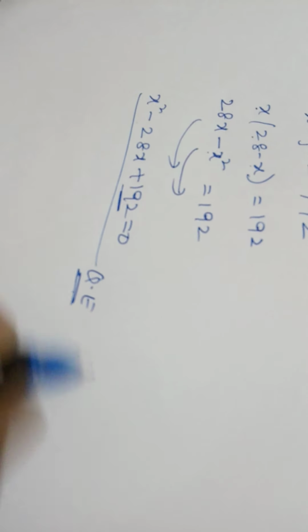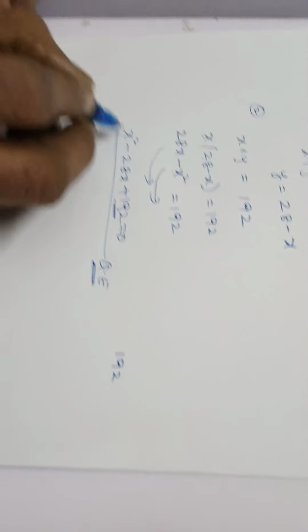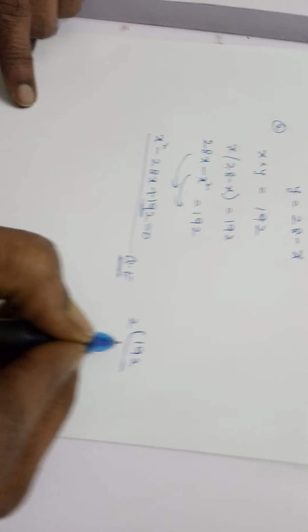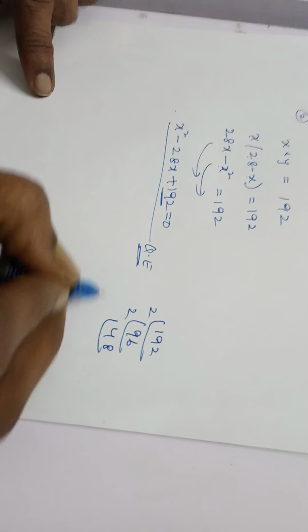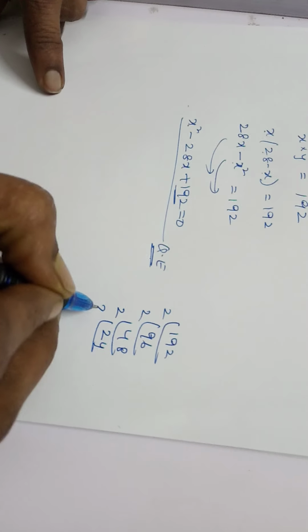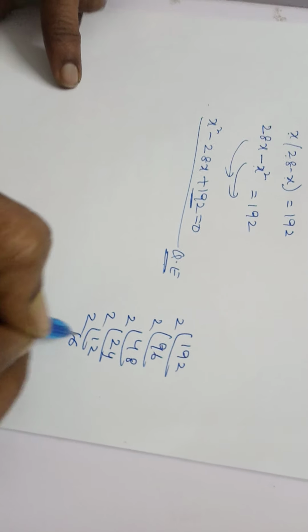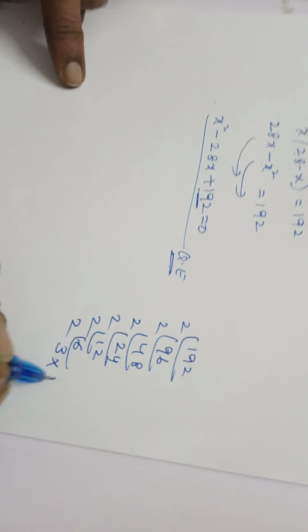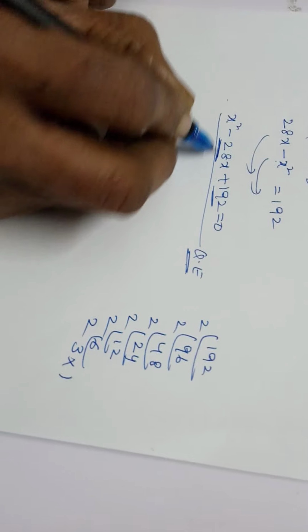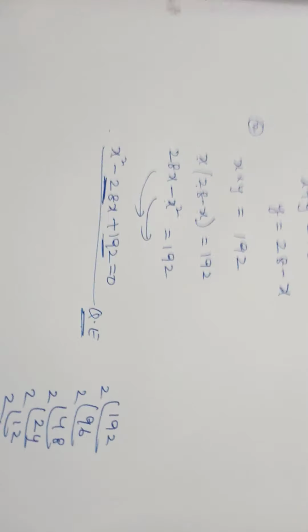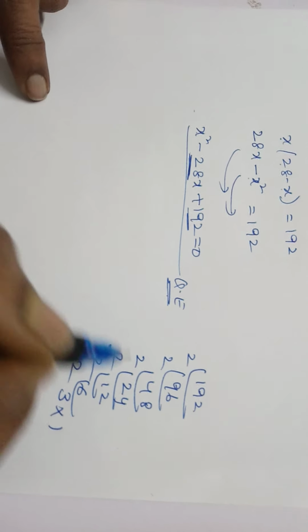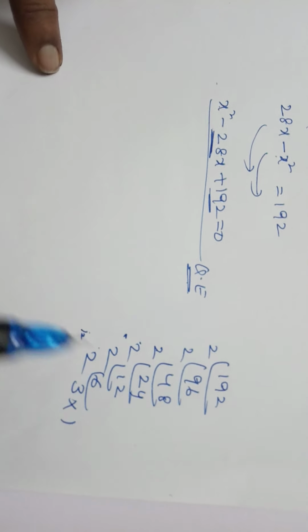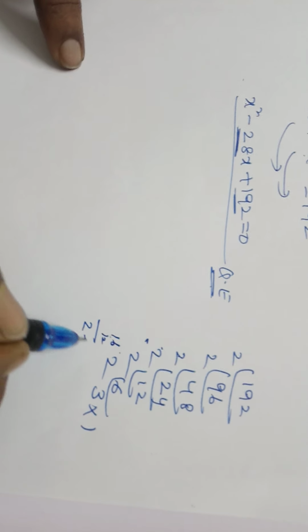Now factorize, that is 192 constant, no x square coefficient. So we will make this as factors. 2 6s are 12, 2 3s are 6, 1 also you can take. Now you want 28, so just try. 3 4s are 12, 2 2s are 4, 4 4s are 16. 16 and 12 is 28, isn't it? We got it very easily.